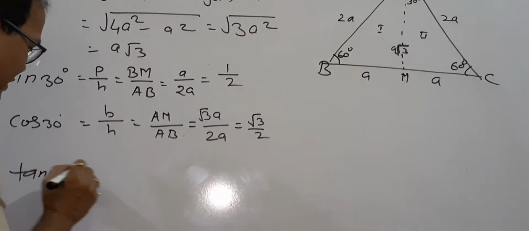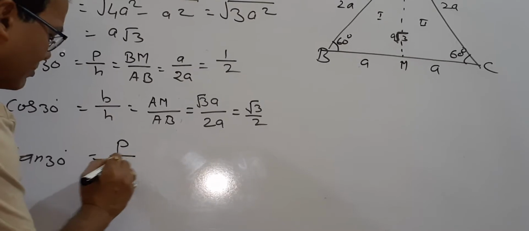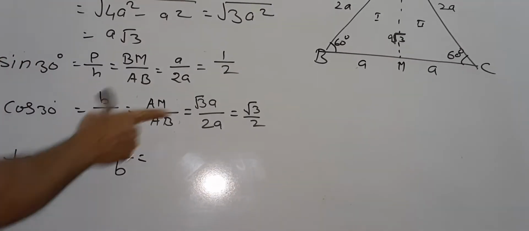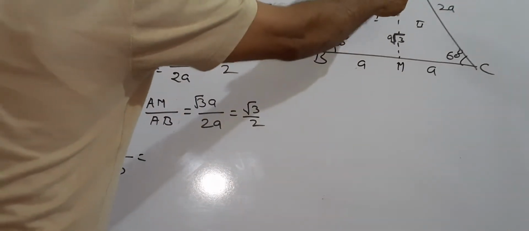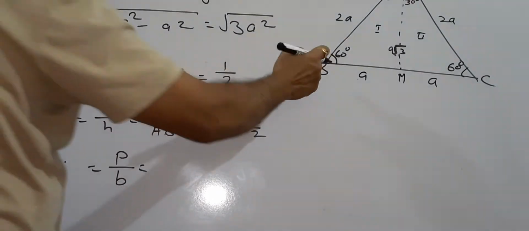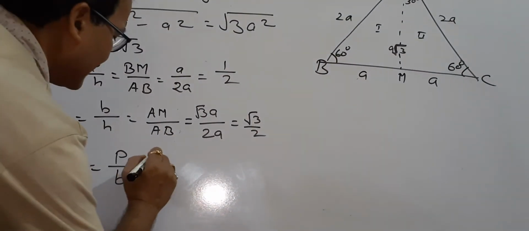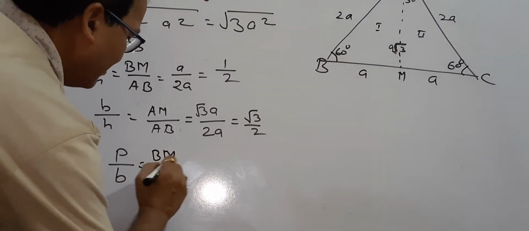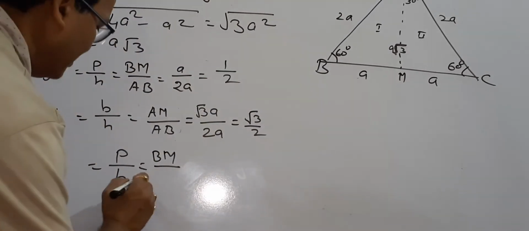Tan 30 degree is equal to P by B. For 30 degree, which one is P? BM divided by AB.